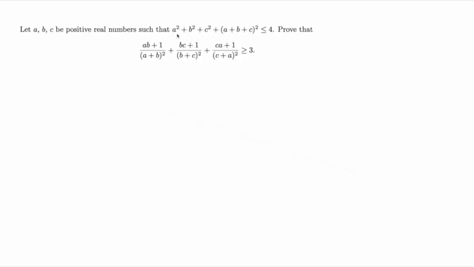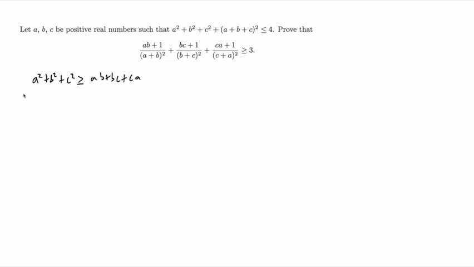After looking at this inequality, I realized that we have the terms a squared, b squared, c squared, and also ab, bc, and ca. That's why I immediately thought of one of the inequalities that we can derive from Schur's inequality, which is a squared plus b squared plus c squared is greater than or equal to ab plus bc plus ca. Unlike Schur's inequality, this works for all real numbers, so that's why I also thought of this.